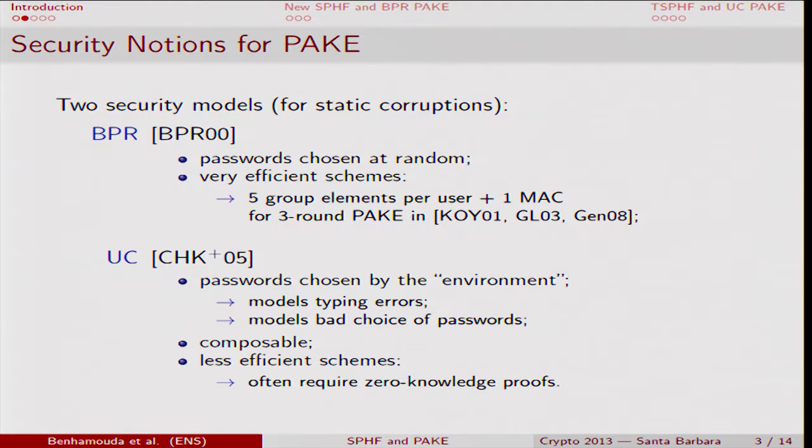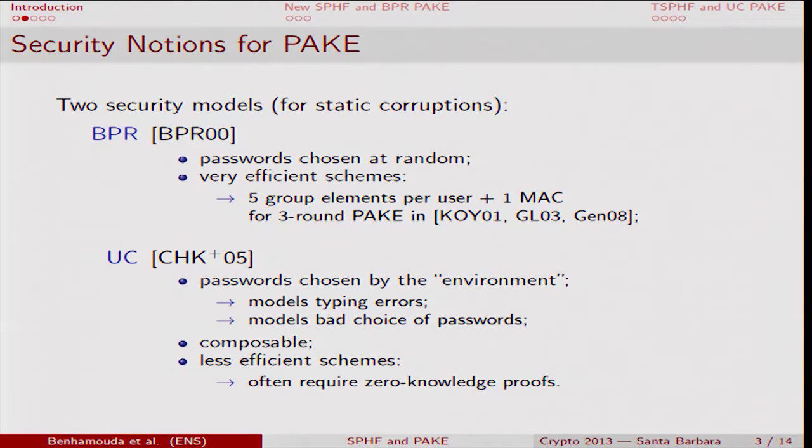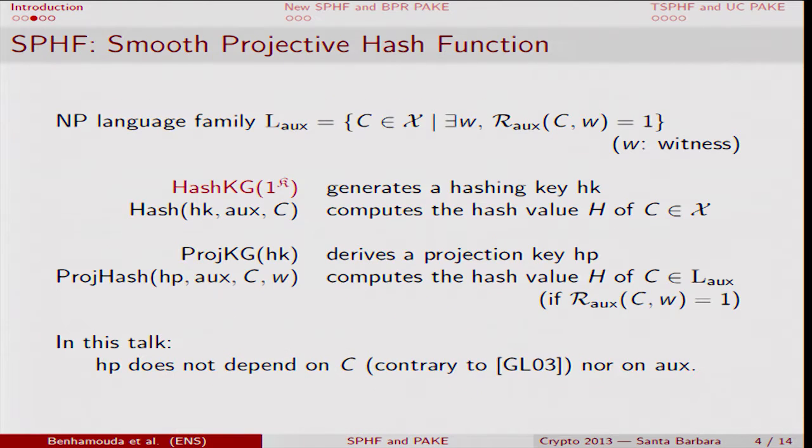That's why in 2005, Canetti et al. proposed a PAKE model based on the UC framework. In this model, passwords are chosen by the environment, which can roughly be seen as the adversary. In addition, UC PAKEs are composable with other UC protocols, but the drawback is that we do not have very efficient schemes. In particular, most schemes require zero-knowledge proofs and complex algorithms.